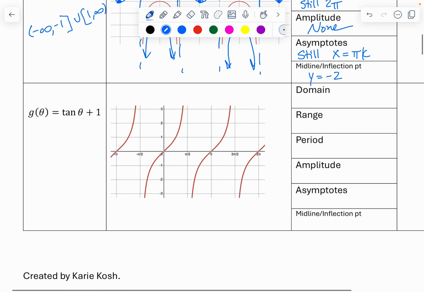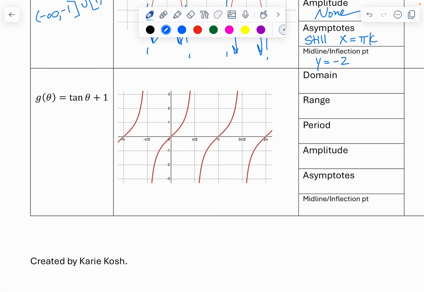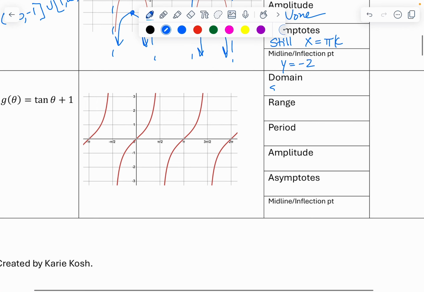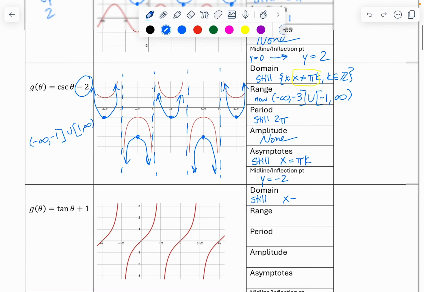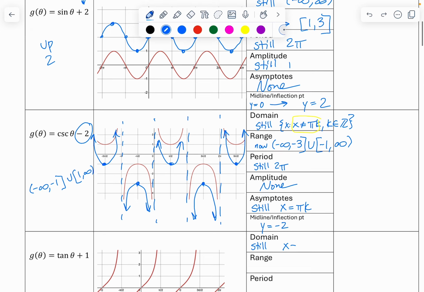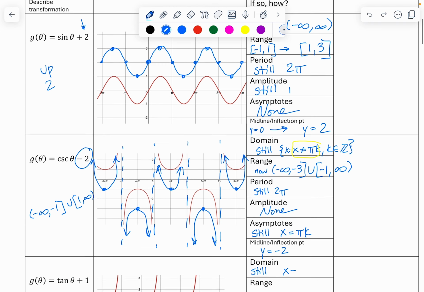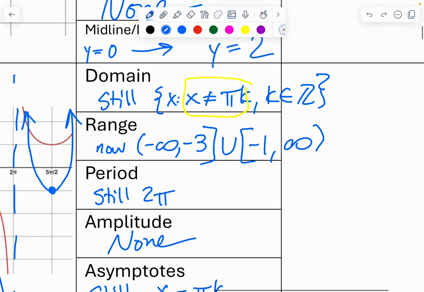Anything else I want to say? No. Okay, so this next one, tangent of theta plus 1, won't change our domain. So it's still a domain of, well, x is, oh, dang it, I already forgot. Everywhere I wrote x, I should have written theta. Okay, hang on. I'm just not in the habit of using theta. I'm sorry. Let's fix that really fast.